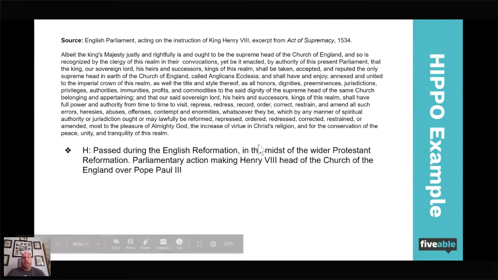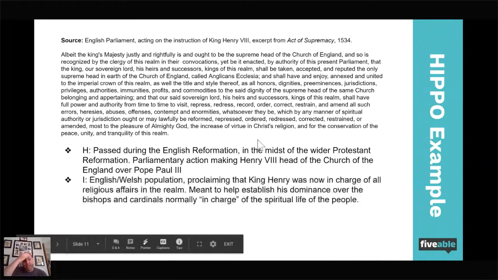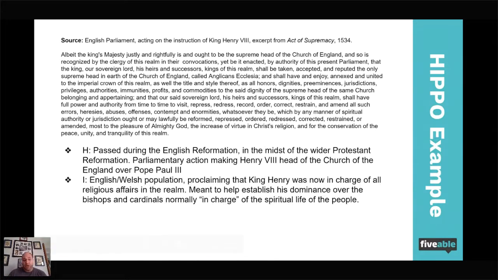Okay. The intended audience here is going to be the population of England and Wales. Even though they couldn't read, what would happen, you'd have a town crier: here's the laws that were passed by the Parliament. Because now basically what King Henry is saying is, I'm in charge of your religious life. Before, it was the priest who answered to the Pope, or the bishop answered to the Pope. Now it's me. Don't argue with me.